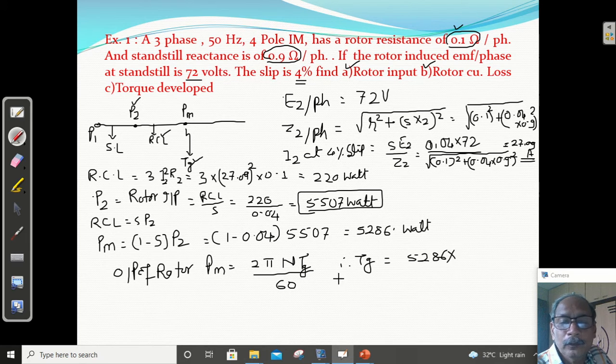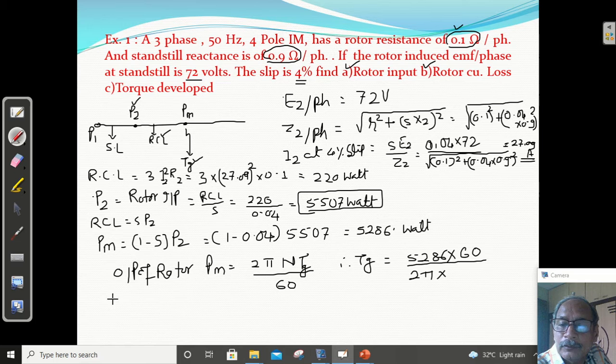5286 into 60 upon 2 pi N. N is not given, so we have to calculate N first. How will you calculate N?